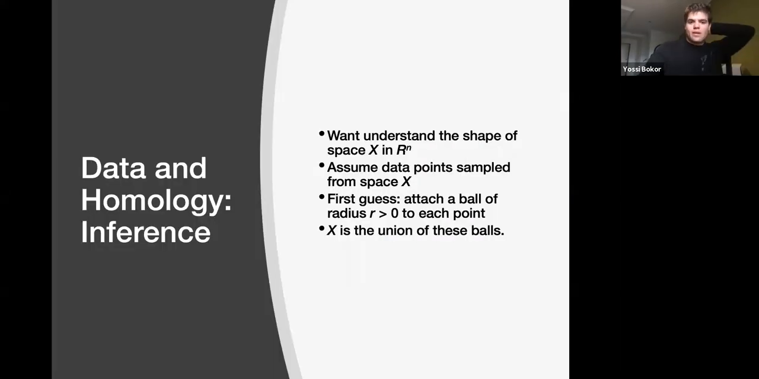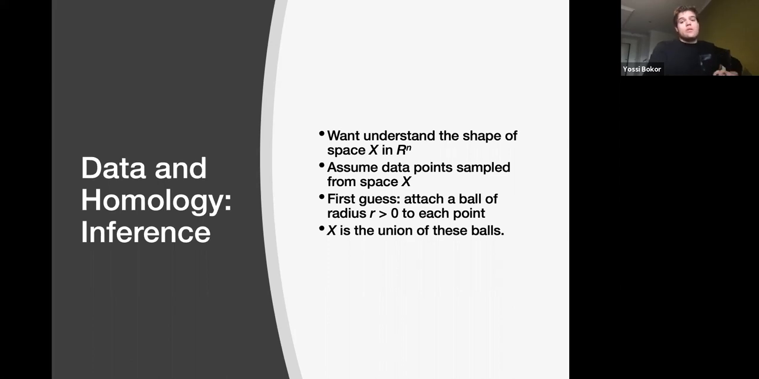All right, data and homology inference. We want to understand the shape of a space X embedded in some R^n. Now, I don't know about everybody else, but my computer is not very great if I give it a circle and tell it to remember that a circle is in fact continuous. So we're going to assume that we only have points sampled from the space X. We want to understand or guess what's the shape of X.